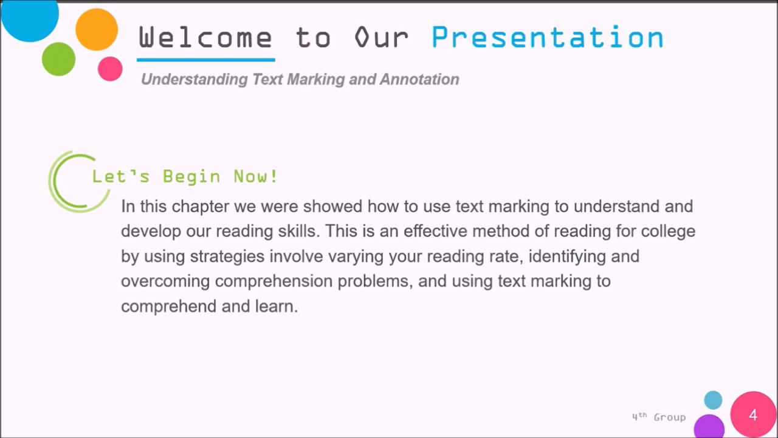Understanding text marking and annotation. In this chapter, we will show how to use text marking to understand and develop our reading skills. This is an effective method of reading for college by using strategies that involve varying your reading rate, identifying and overcoming comprehension problems, and using text marking to comprehend and learn.